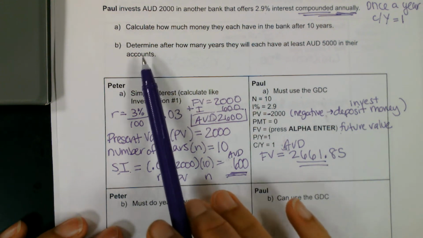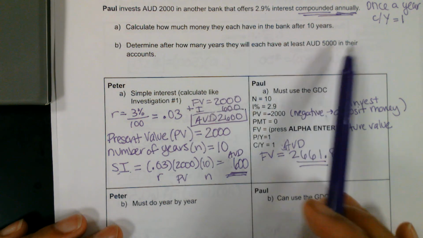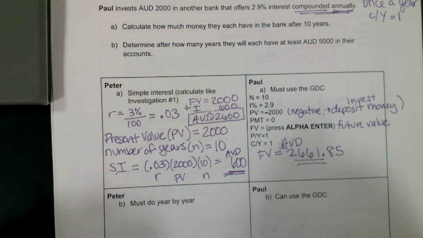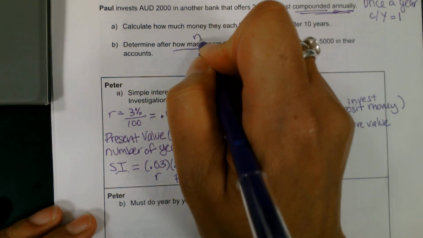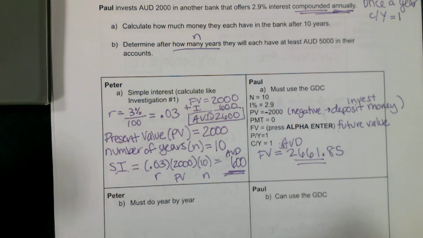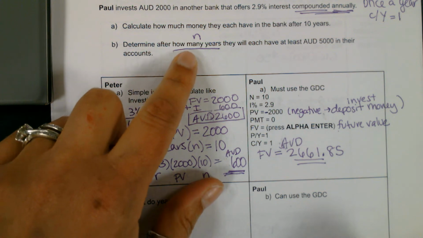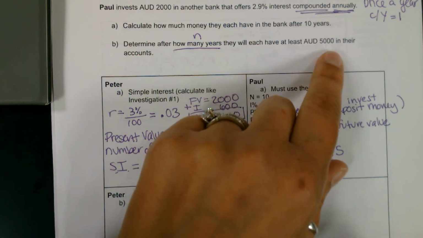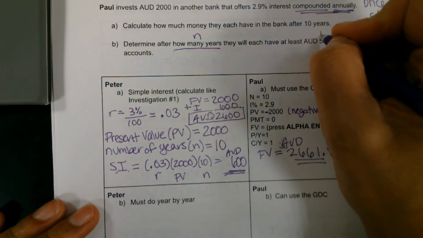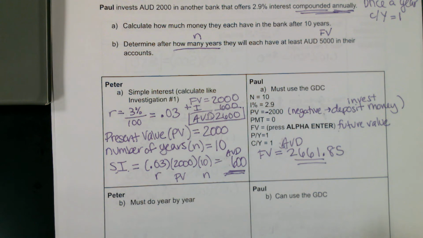Part B says determine after how many years they will each have at least 5,000 Australian dollars in their account. So now we need how many years. I am just going to annotate this. I'm going to read, reread, and annotate. So I read it. I'm going to reread it. After how many years, that is our N, will they each have 5,000? So this is the future value. So that's FV, future value.